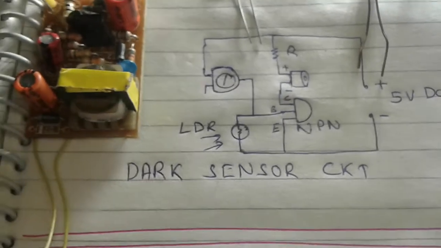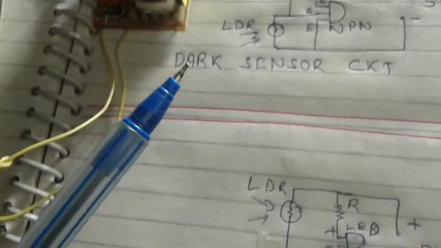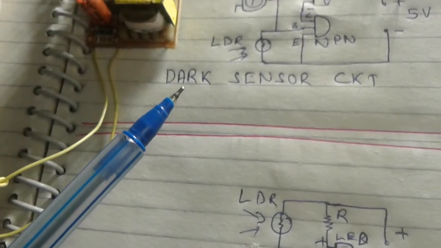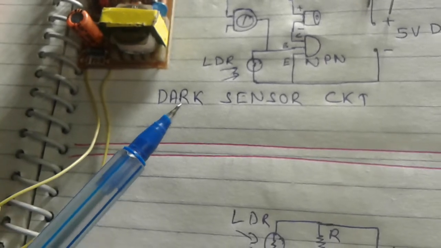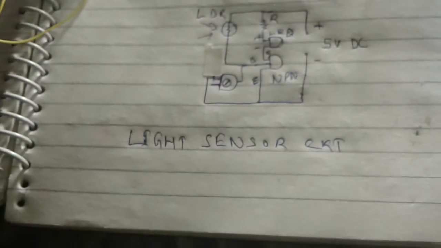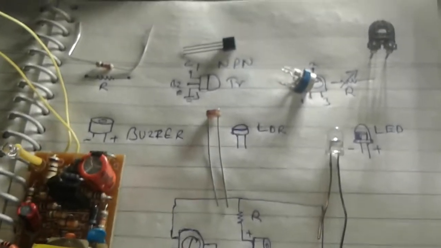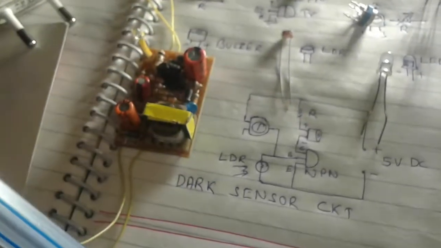So today I'm going to show you two simple electronic circuits, which are the basics of an LDR circuit. The first one will be a dark sensor circuit and the second will be a light sensor circuit. First of all, let's talk about the basic components which are going to be used in both of these circuits.